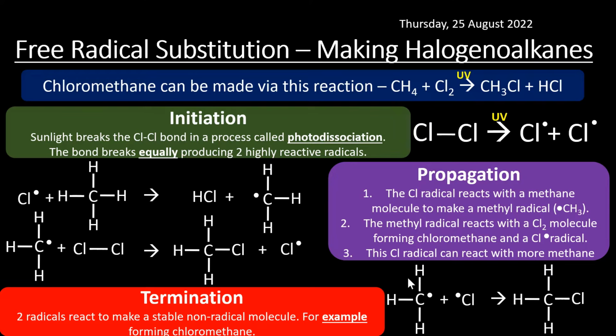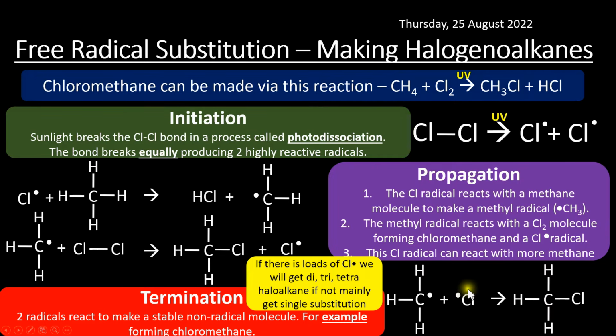So you've got your methyl radical reacting with the chlorine radical, and that will form chloromethane, as you can see on there. If there's loads of Cl dot, so there's loads of chlorine in here, then you will get di, tri, and tetra haloalkanes. So you get loads of them. And if not, you mainly get this single substitution here. So effectively, we've substituted the hydrogen in methane for a chlorine.